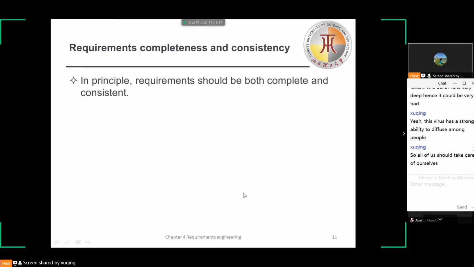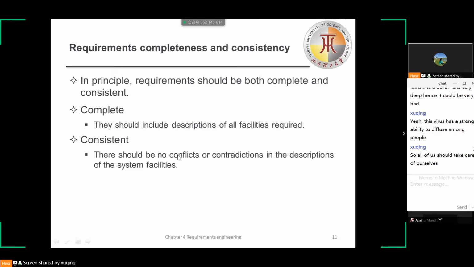In principle, requirements should be both complete and consistent. When we talk about completeness, it means they should include descriptions of all facilities required. That means all services required by the user should be defined in the requirements. For consistency, there should be no conflicts or contradictions in the descriptions of the system facilities. Requirements should not have contradictory definitions. So we need to keep the requirements complete and consistent.